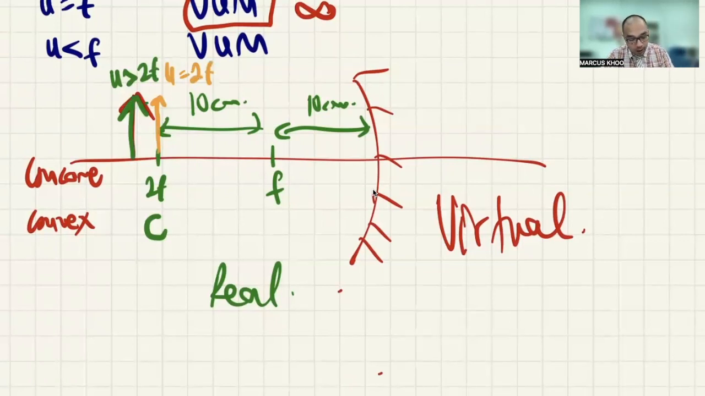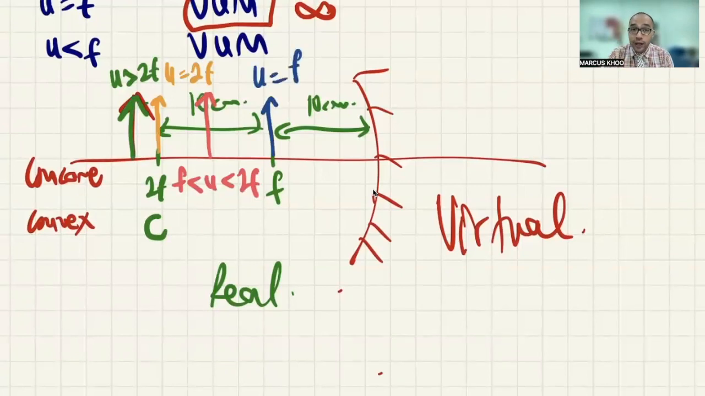And then the third case will be somewhere over here. This one is a little bit special. U is in between f and 2f. That's how it's mentioned, but you can say f is less than U is less than 2f. Either way, the object is between f and 2f. The fourth case is exactly here, U is equal to f. And the fifth and final one is U is less than f, which means U is less than the focal length, less than 10 cm.